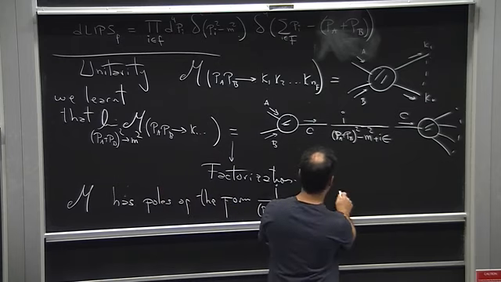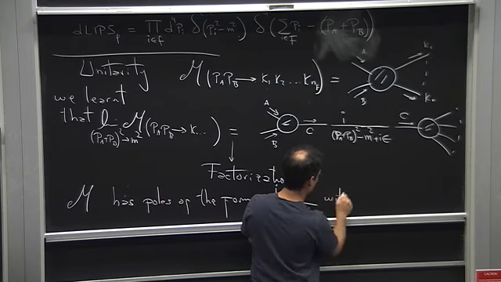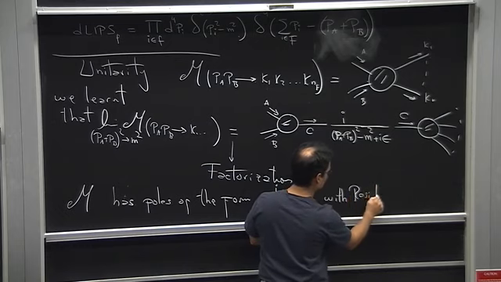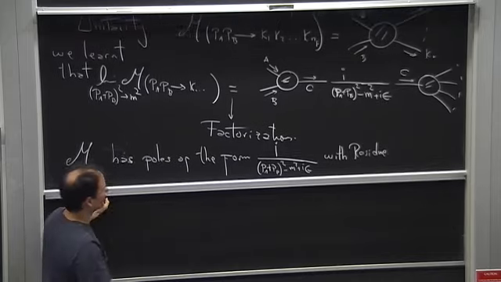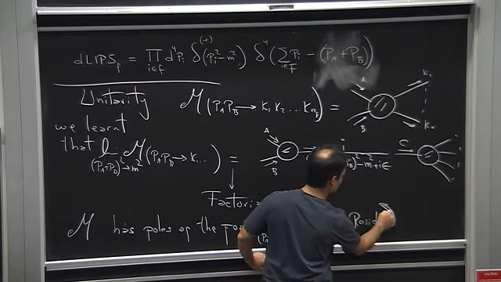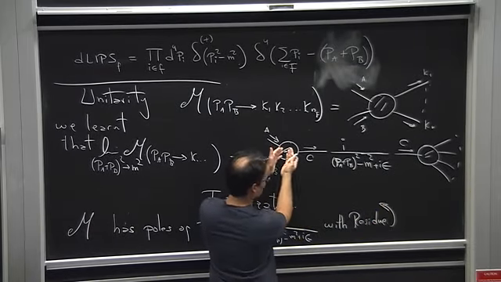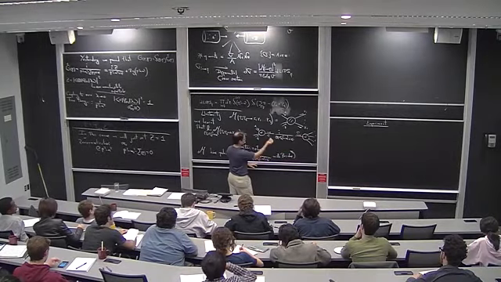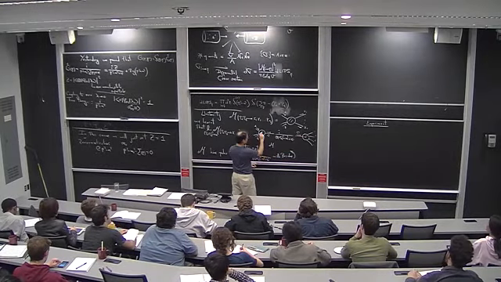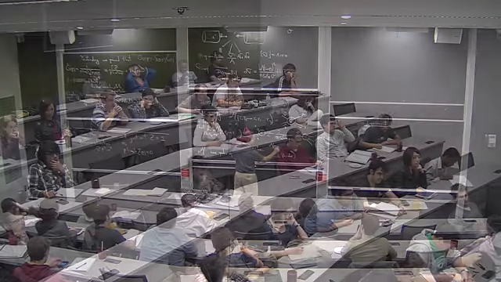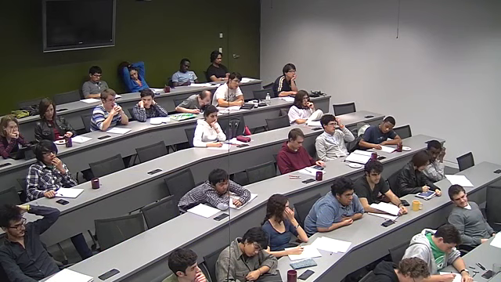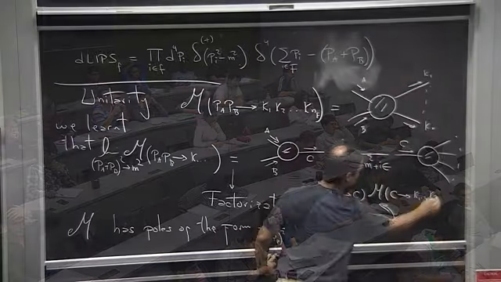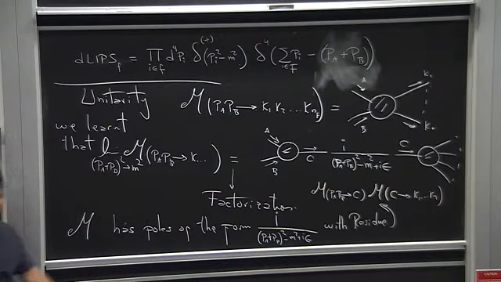Now the residue is nothing but, let me write it here, the product of this times this. So what is it going to be? It is the product of this amplitude for A, B going to C times C going to the final states. Okay? So that's what we learned last time.